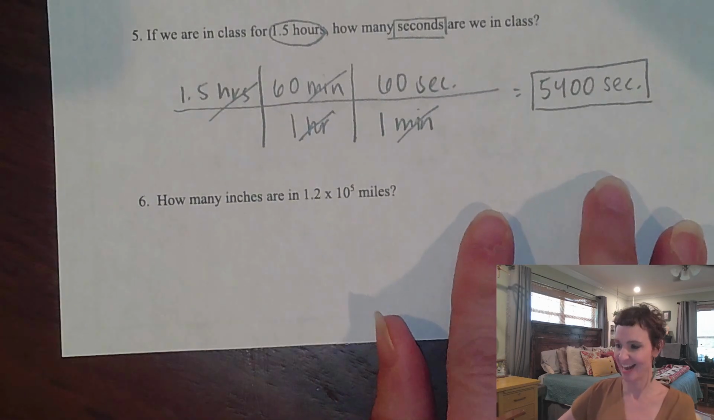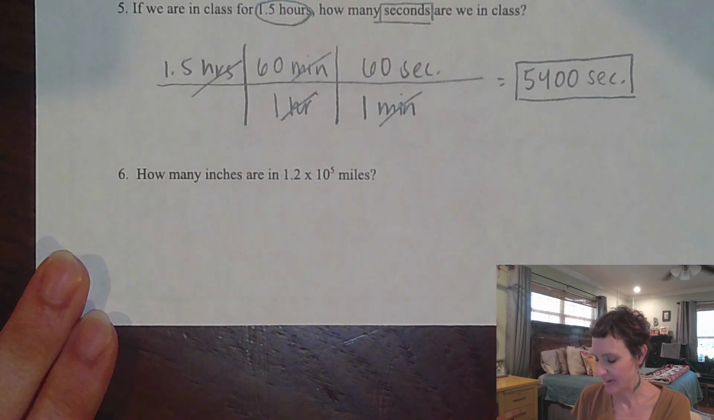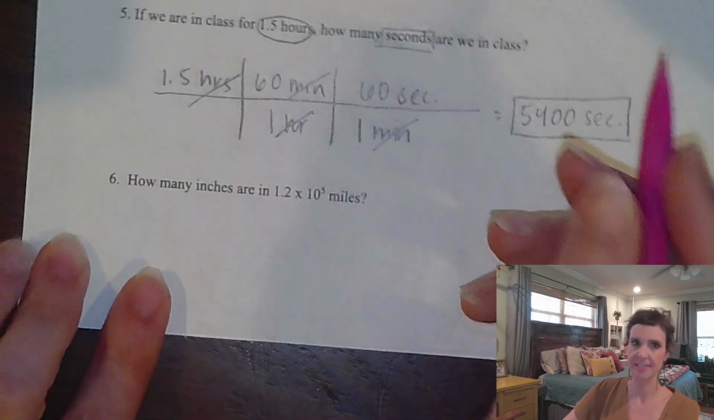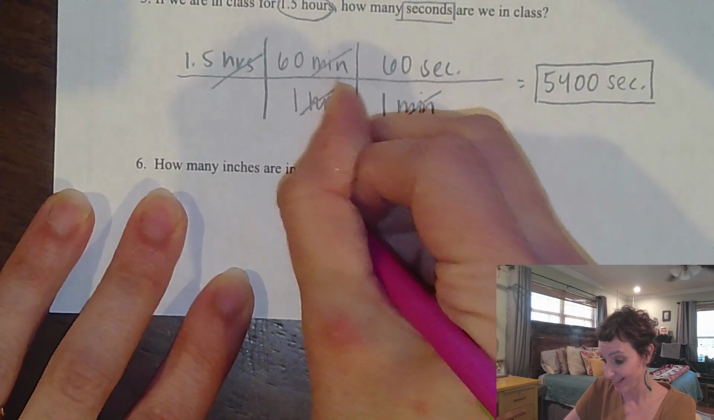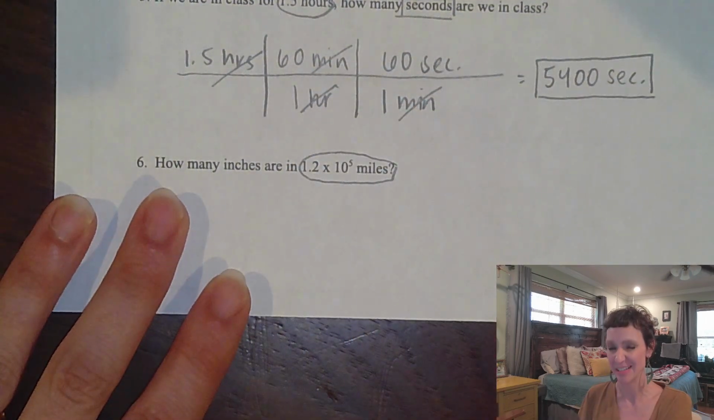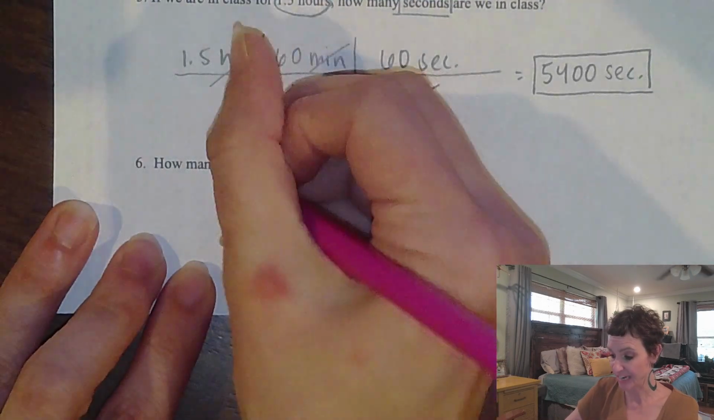Cool. All right, let's do number 6, and I think we're good. How many inches are in 1.2 times 10 to the 5th miles? Oh my gosh, she's got a scientific notation number. It's okay, we can do scientific notation. That scientific notation number represents miles. I'm starting at miles. I'm trying to take it to inches.